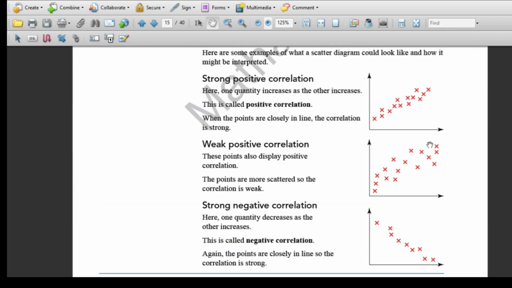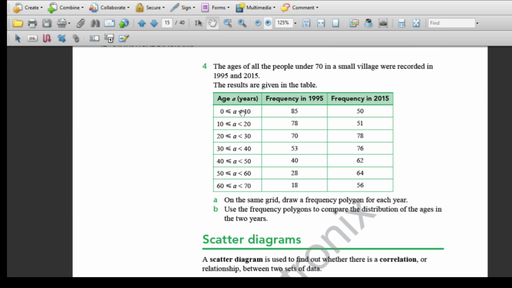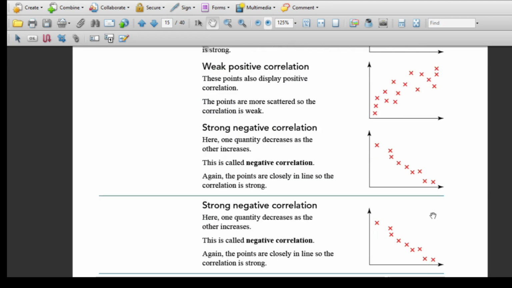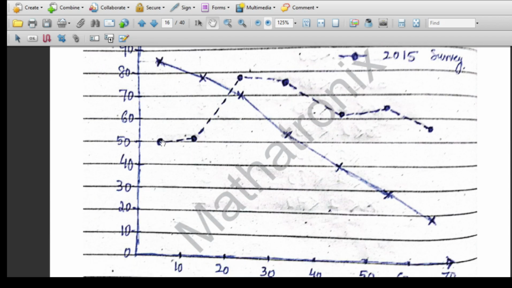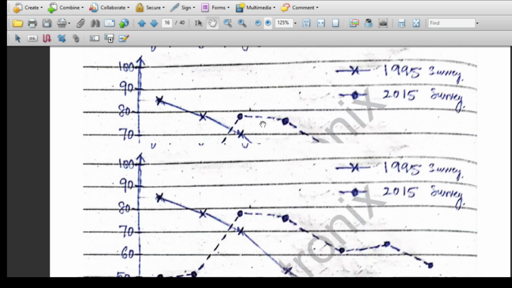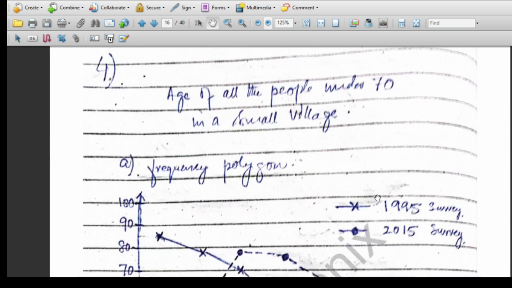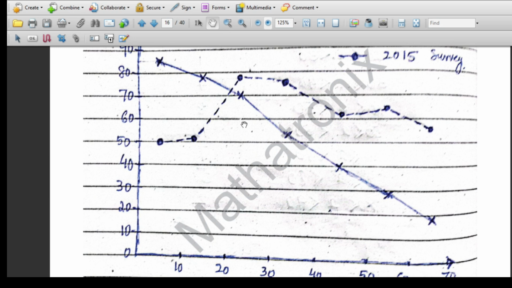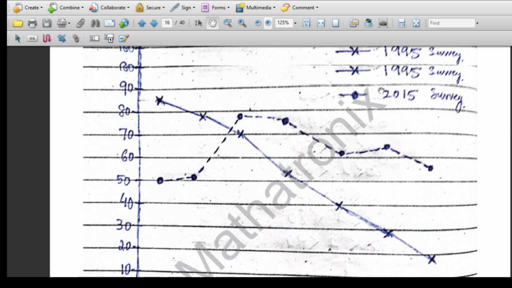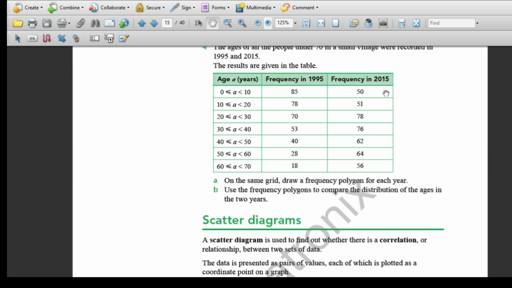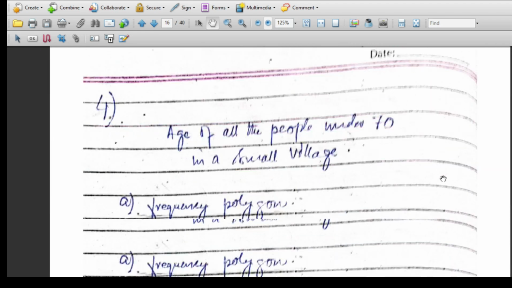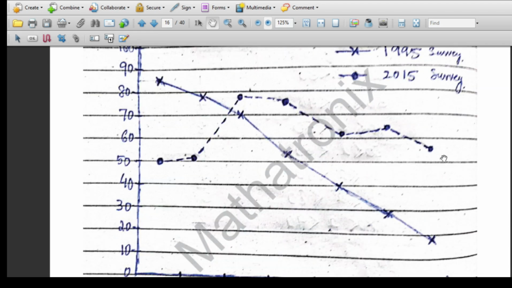And similarly for 2015, at 5 position we have a value of 50. Then at 15 we have some value, 52 or 51, and then at 25 we have 78, and then something slightly less than that, which is 76 or 75, and then 62, and then similarly the rest.